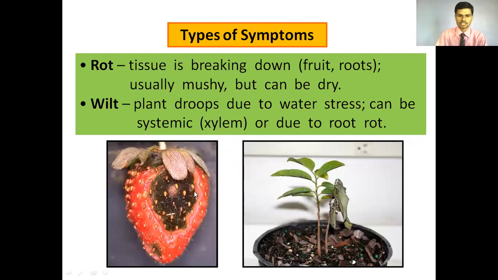Here we can see a strawberry fruit. The rotting is developed due to a pathogenic fungus. Tissue is breaking down, usually mushy but can be dry. Then wilt. Here we can see the plant has become wilted. The plant droops due to water stress. This plant could not get water, or the xylem which conducts water into the plant body is not functioning properly due to the pathogens. That's why the plant wilts.